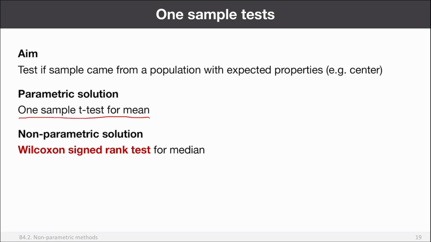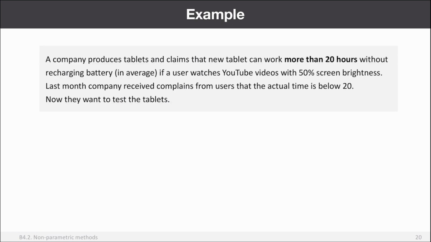And the non-parametric method is called the Wilcoxon signed rank test for the median. So let me show you how it works. In this case, I decided to use a dataset which is not good for non-parametric tests. It's designed for the parametric approach because it follows a normal distribution. But the reason why I'm doing that is just to show you also the difference between the parametric and non-parametric methods.